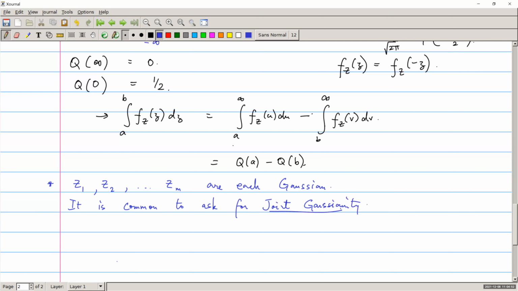What it means is that you have Z1 through Zm, each of them is Gaussian. That is not enough, but you also want every linear combination of Z1 through Zm to also be Gaussian. Okay, so the definition is something like this: Z1 through Zm are jointly Gaussian. It's not something that always happens, okay, but it's something that we like to model things as.